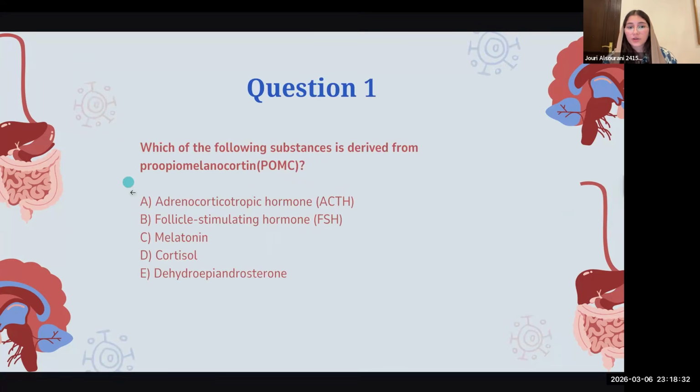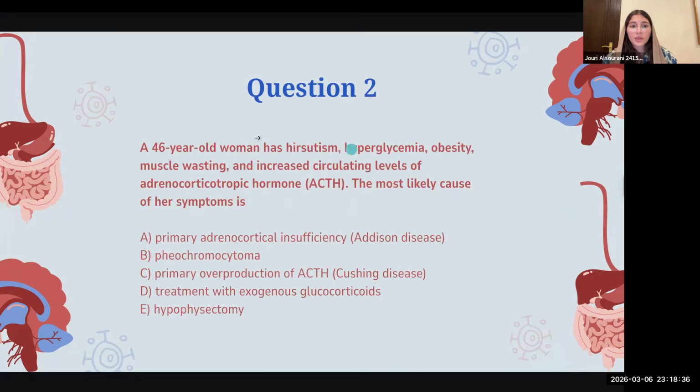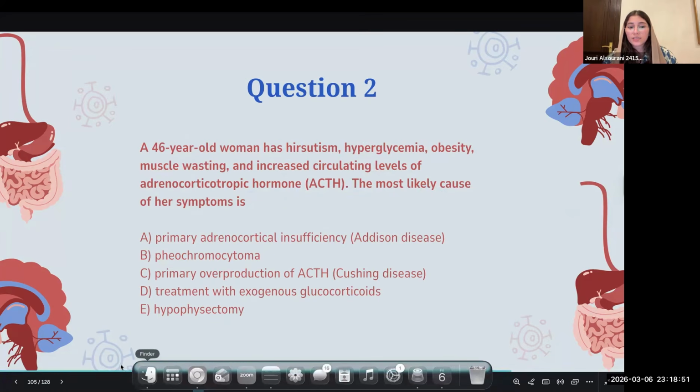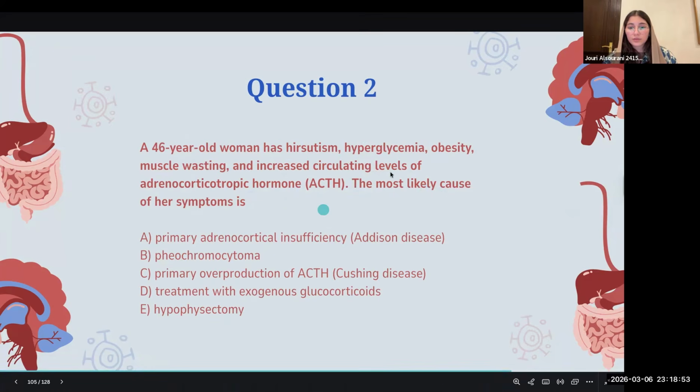Okay, and yes, you're all correct. ACTH is derived from POMC. Good job. Now, we have a 46-year-old woman, has hyperglycemia, obesity, muscle wasting, increased circulating levels of ACTH. What is the most likely cause of her symptoms? So we have an increase in ACTH. We see this in which disorder? Yes, good job. It is Addison's disease, primary adrenocortical insufficiency.